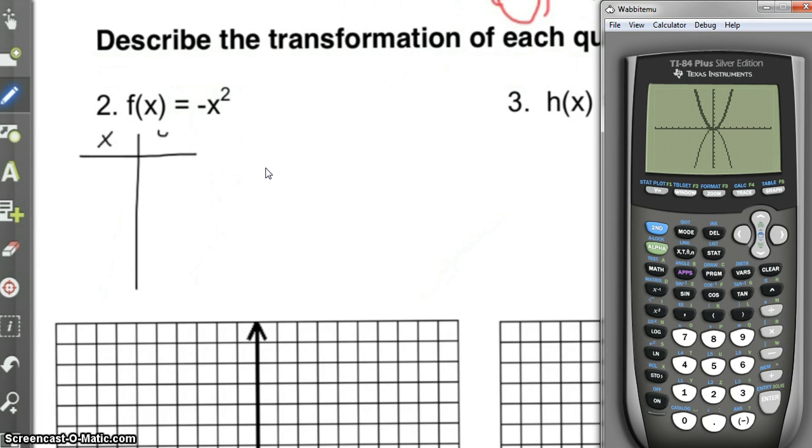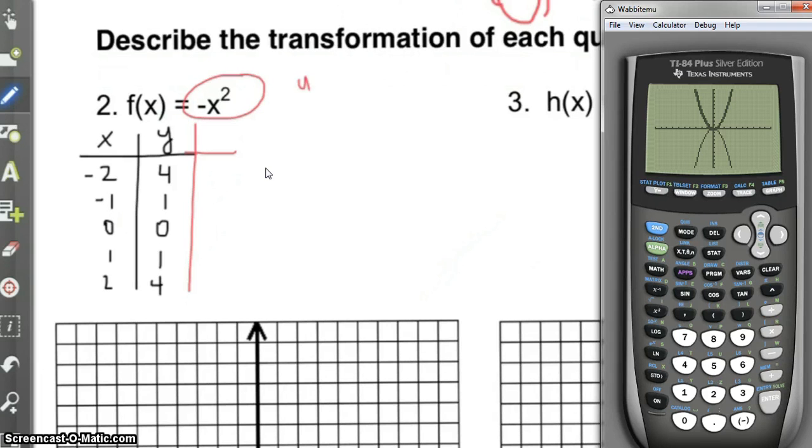Now if you look at number 1, for -2 we had a 4, for -1 we had a 1, for 0 we had 0, 1, 1, and 2, 4. So this is the table of the parent function. Now you have to introduce a new column. As you can see, negative x squared, it means then y is becoming negative. So over here we have to introduce a new column and put negative y over here. So 4 will become -4, -1, 0, -1, and -4.